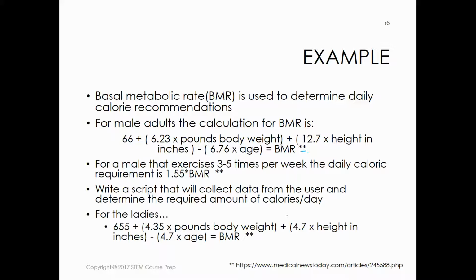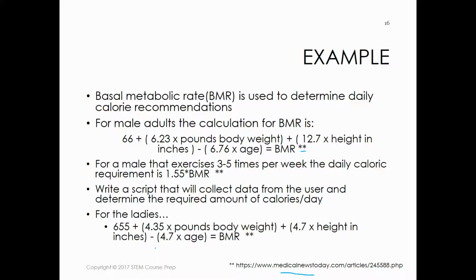All right, and you can notice I've got these asterisks. That just shows you where I got this equation from in case you're interested. All right, now for a male that exercises 3 to 5 times per week, your daily caloric requirement is going to be 1.55 times the BMR. And that also is from this same website. So what we want to do is we want to write a script that's going to collect the data from the user, and then we'll determine the amount of calories per day that are needed. Okay? And for all the ladies out there, here is your equation. All right? In case you want to switch to that equation.